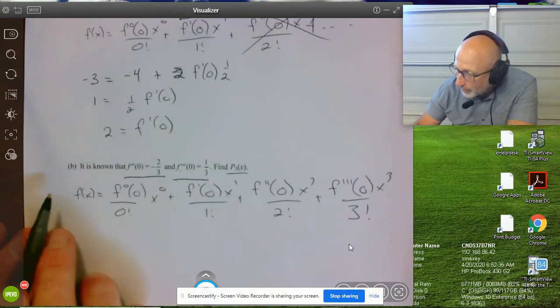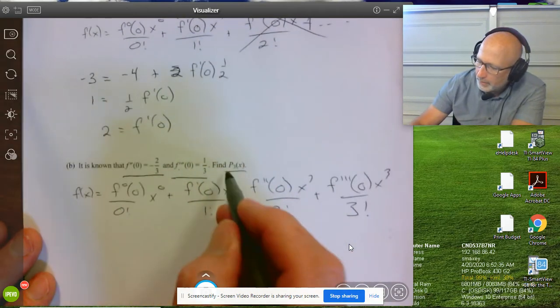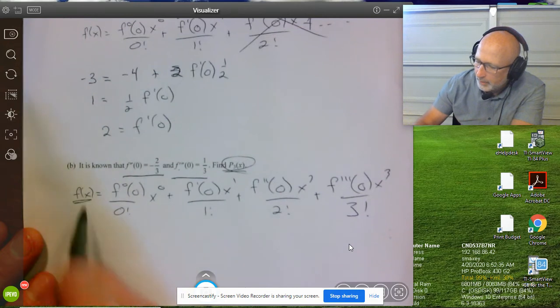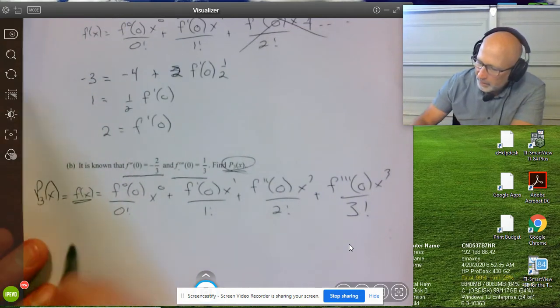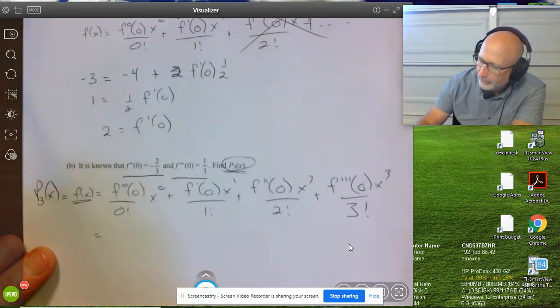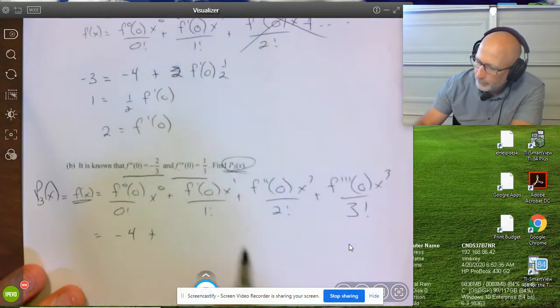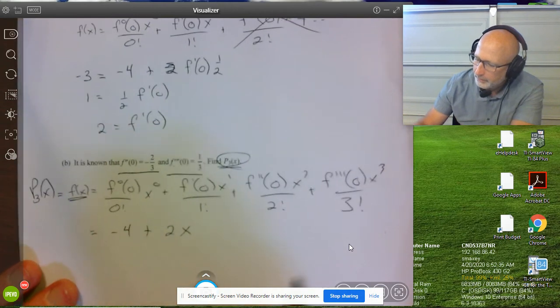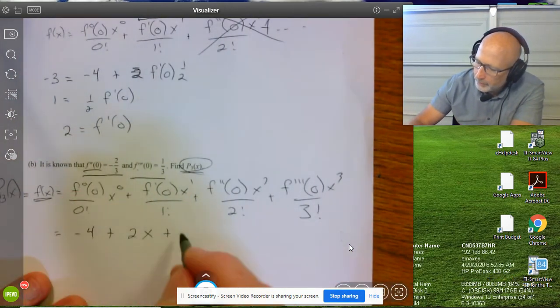Okay, so now we're just going to plug in everything, because that's what I'm trying to find. I'm trying to find the third degree polynomial, which is this. So this is P3 of x. This is equal to the 0th value evaluated at 0, so that's negative 4, plus the first derivative value at 0, which is 2 from what we found before, times x, plus the second derivative value at 0 right here, so negative 2/3 x squared all over 2.